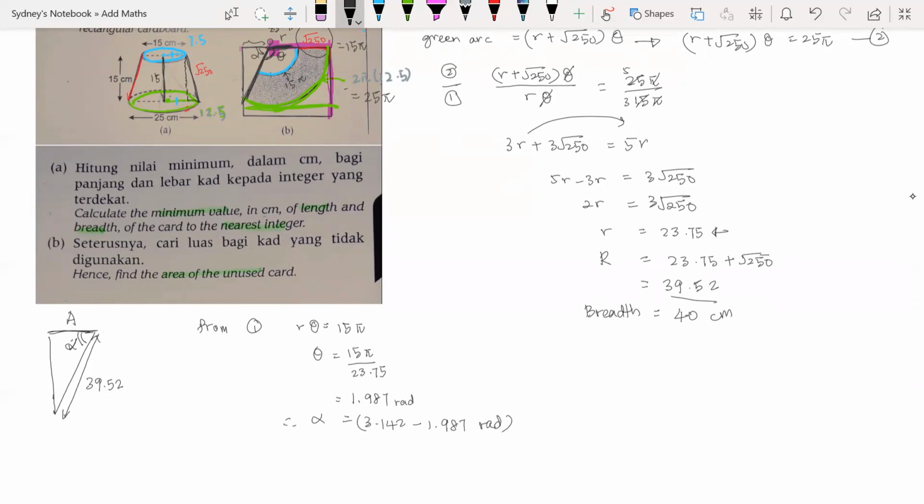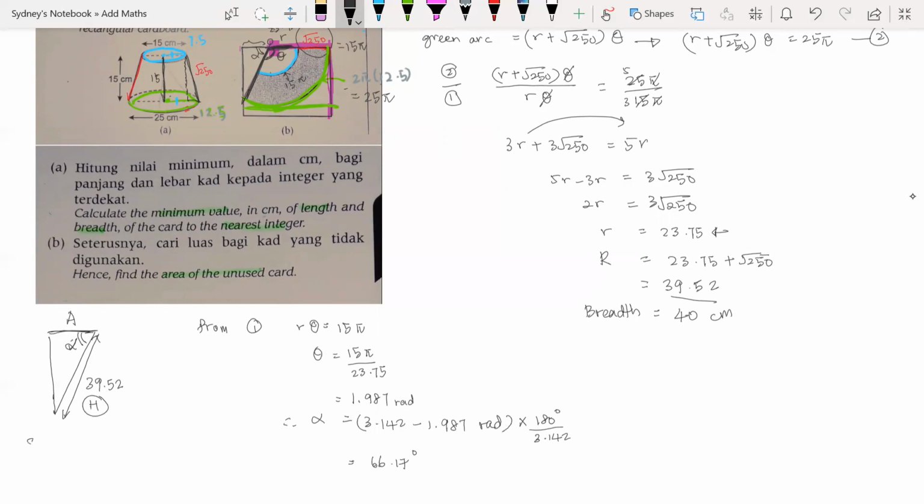Now, I foresee that I need to use the trigo ratio, so I change this one into degrees at the same time. So times 180 degrees over pi, which is 3.142. So we will get 66.17 degrees for this angle alpha. Now, how do we use this angle alpha to find A? A and hypotenuse.